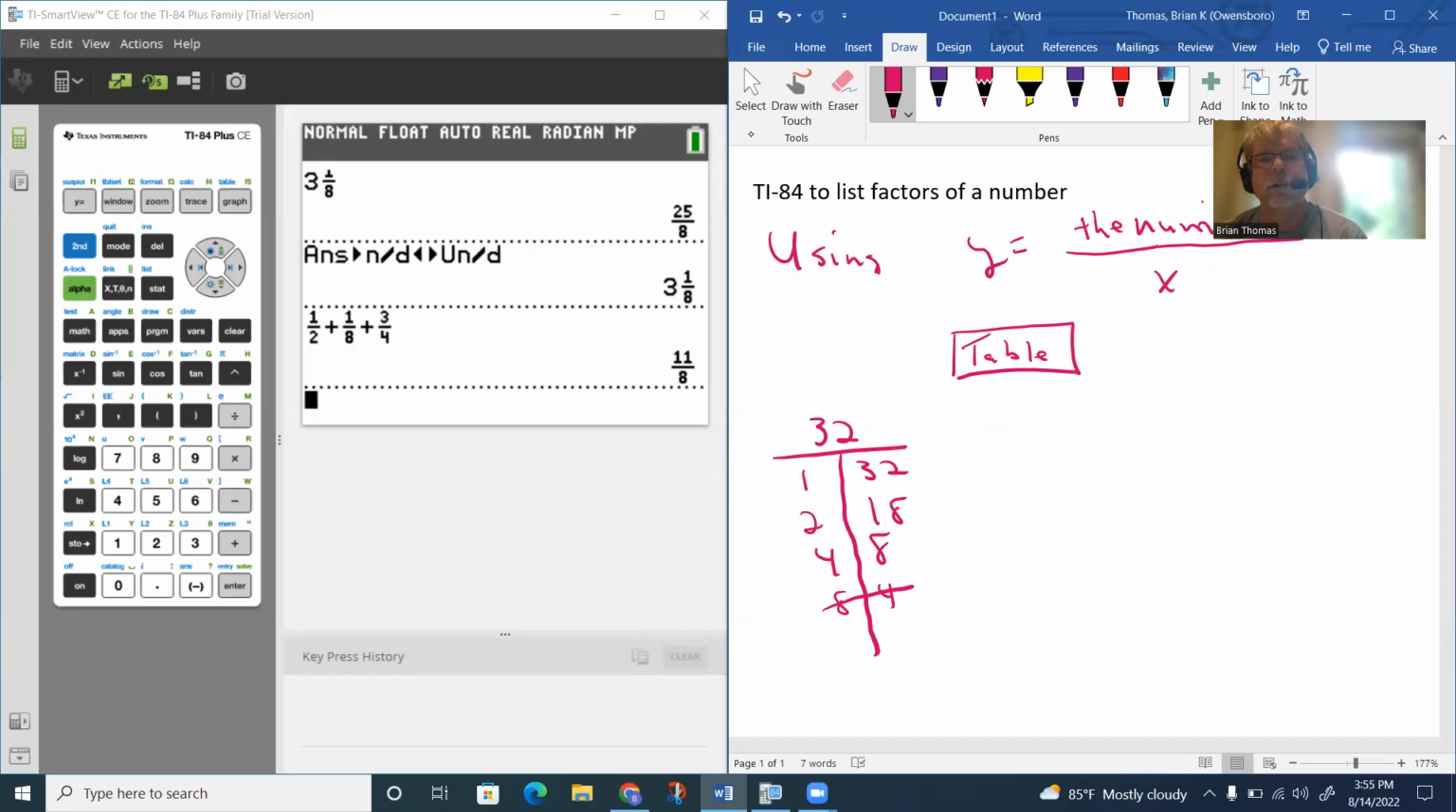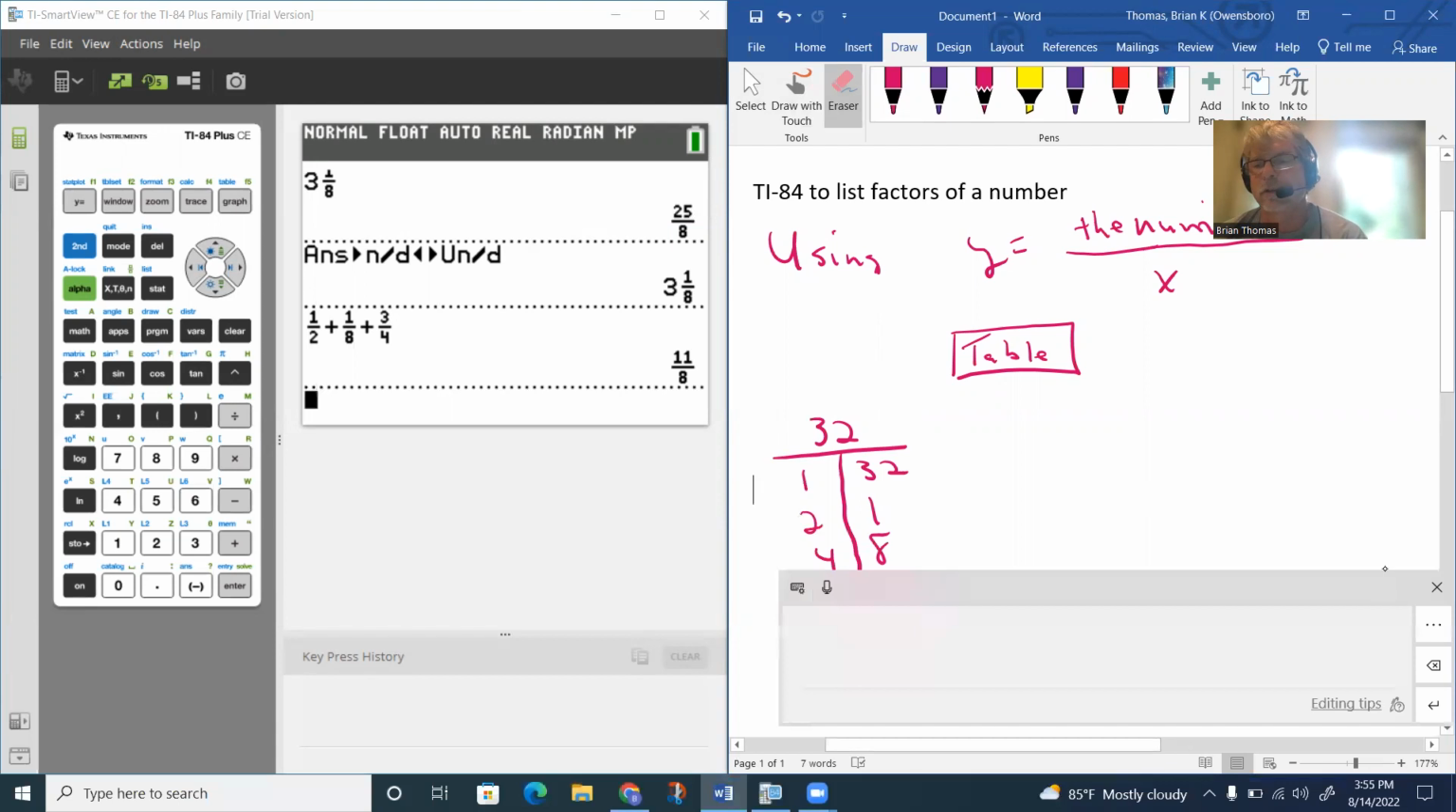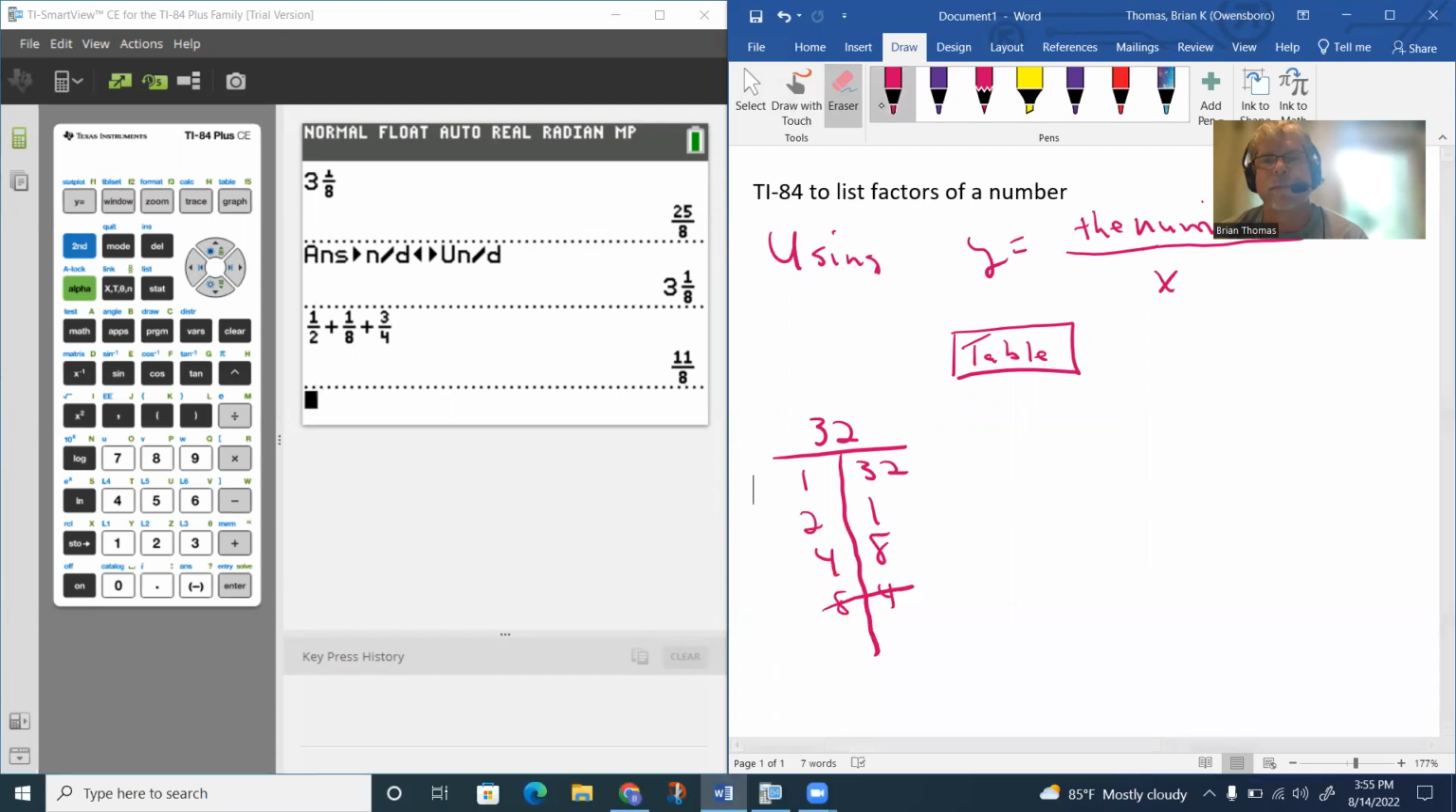Actually, not 18. I'm sorry. That would be 16, wouldn't it? Two times 16 would be 32. So yeah, that would be our different factor pairs for 32.